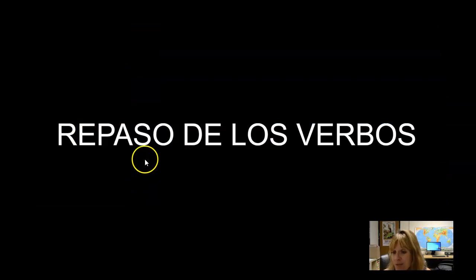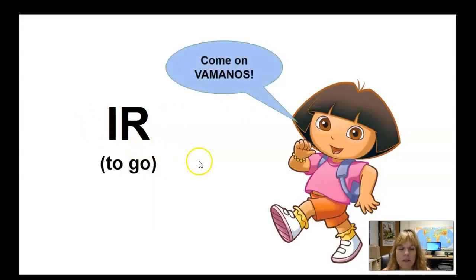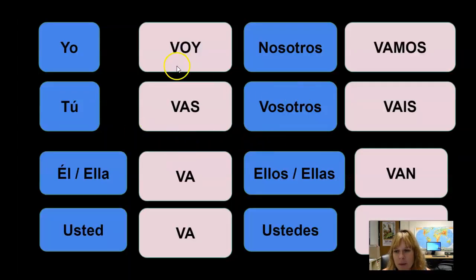Okay, so on to the lesson for today. Repaso de los verbos. El primero verbo que vamos a hacer is ir. So hopefully you guys remember this. I just left a space for you to be able to conjugate it. Voy, vas, va. Vamos, vais, van. Yo voy a hablar en español. I'm going to speak in Spanish. This is a really easy way to express the future tense or what you will be doing in the future.